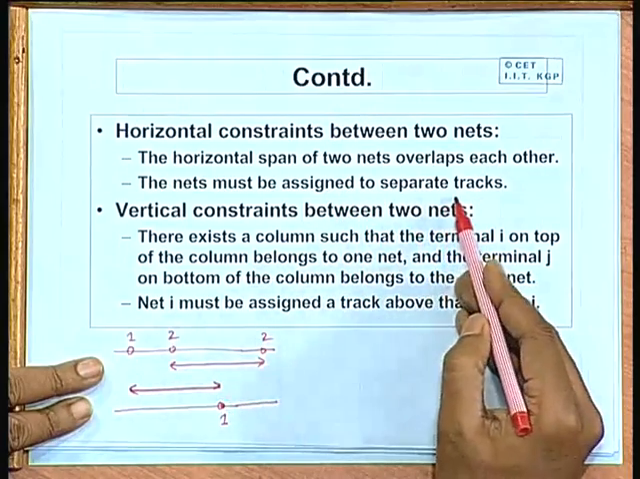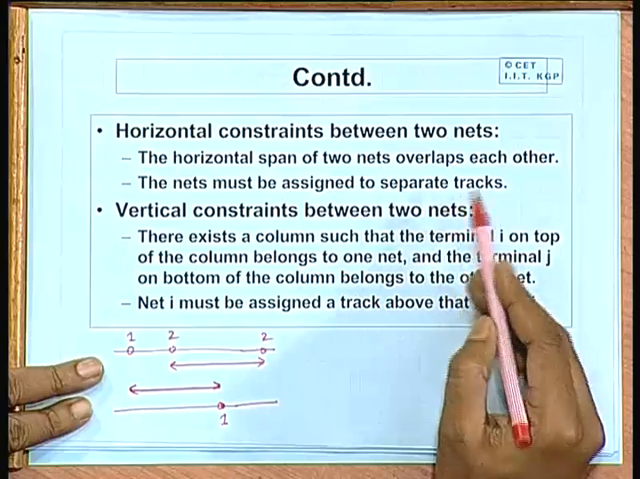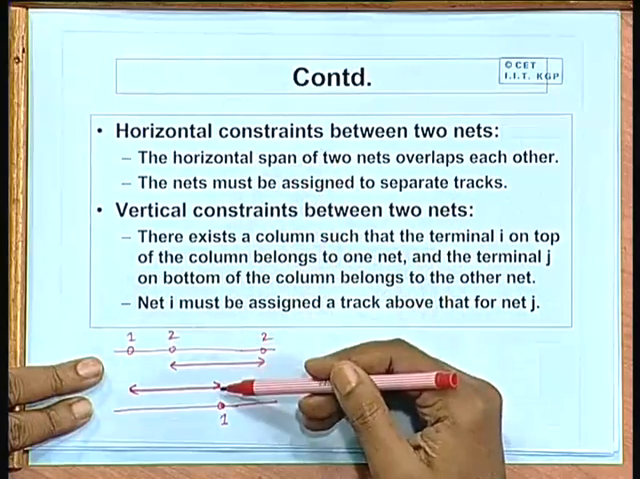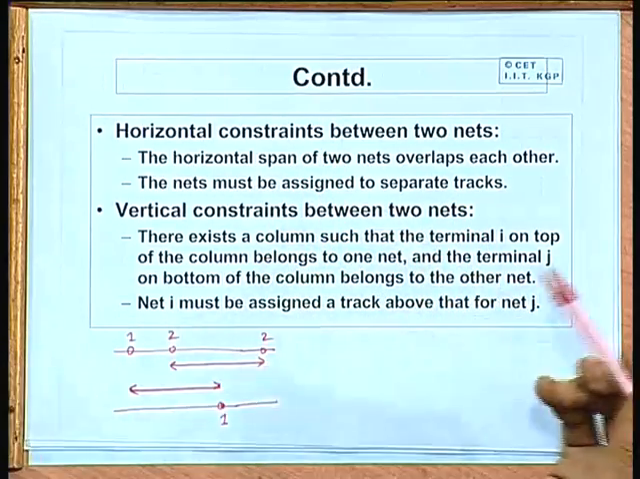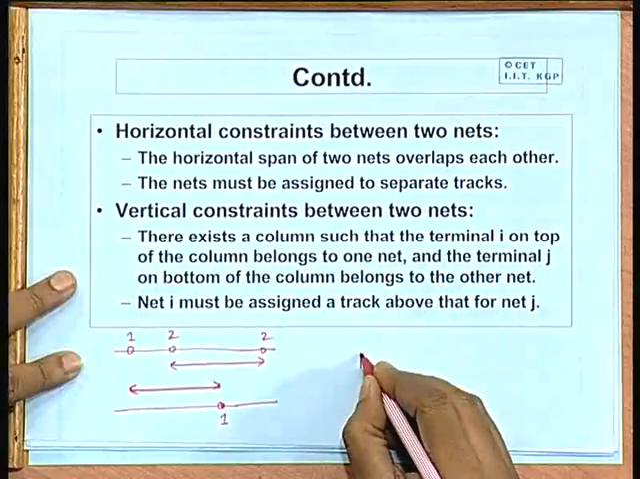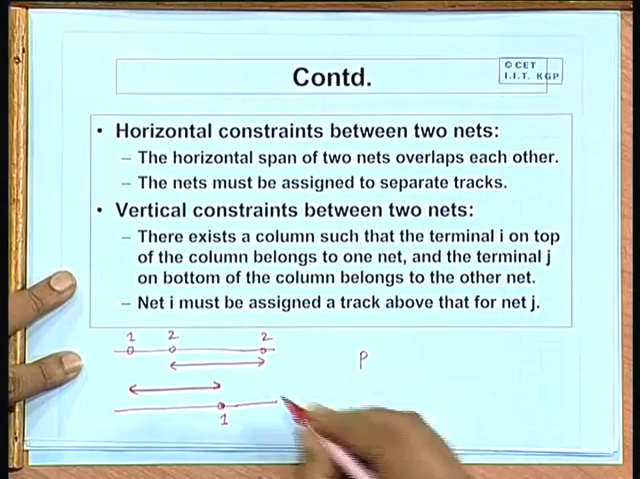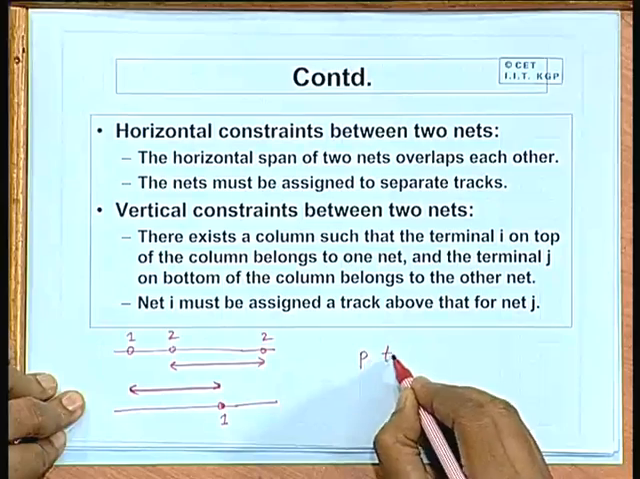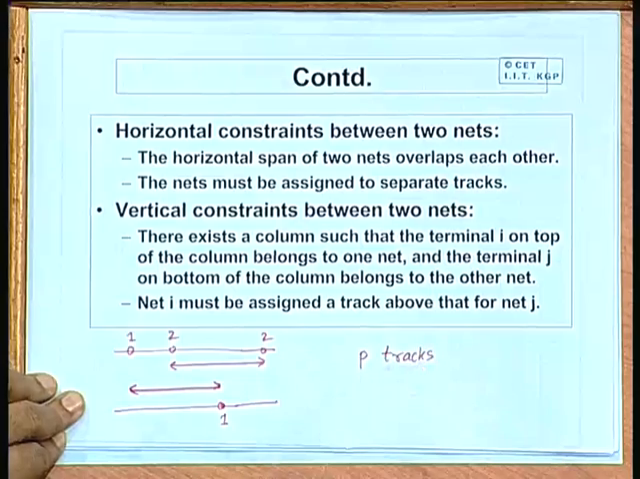You will require a minimum of 2 tracks for these. So, if there is a horizontal constraint like this, then the two nets cannot be laid on the same track. In general, if there are p number of nets which mutually have horizontal constraints with each other, then a minimum of p tracks are required for routing. This will give you a lower bound on the number of tracks required.